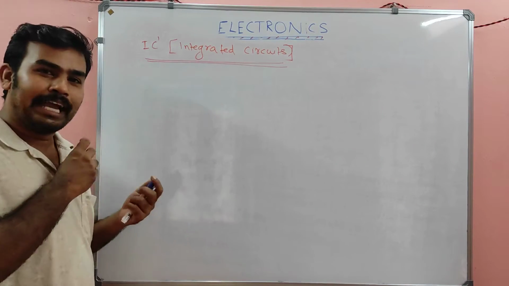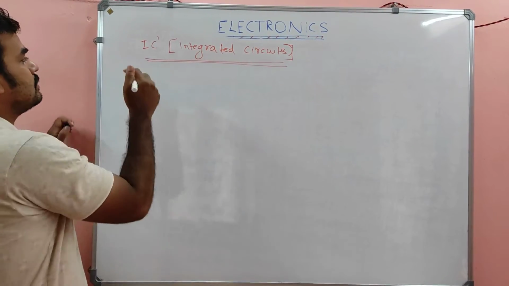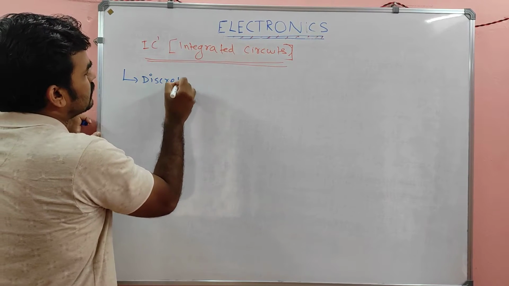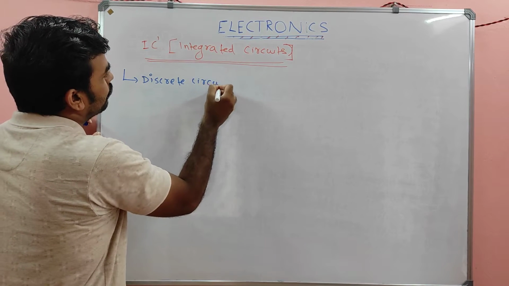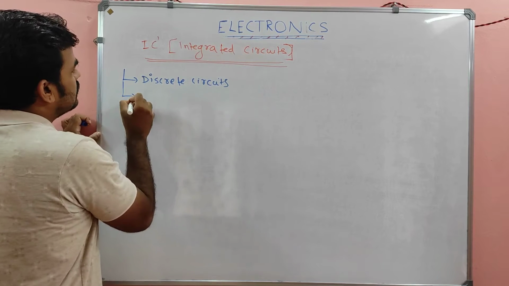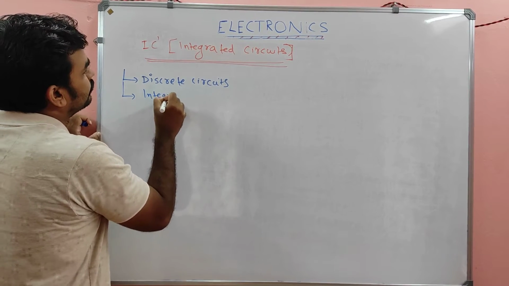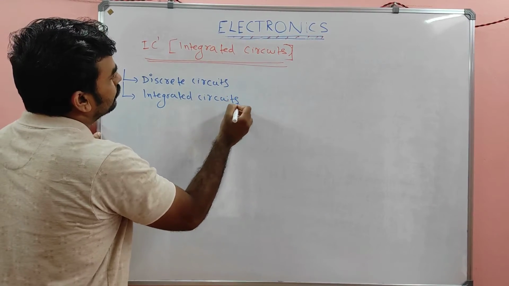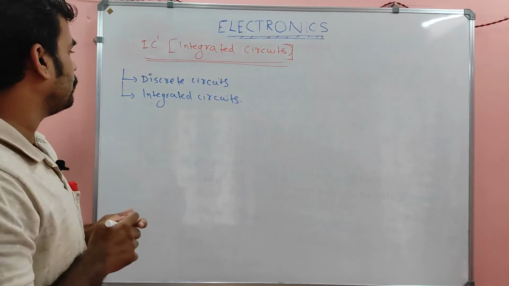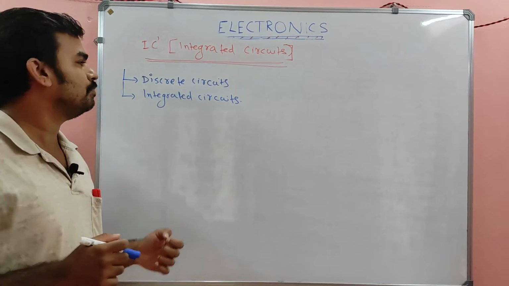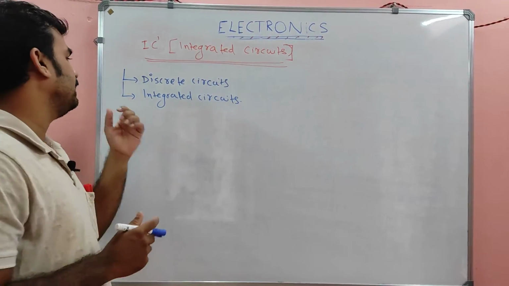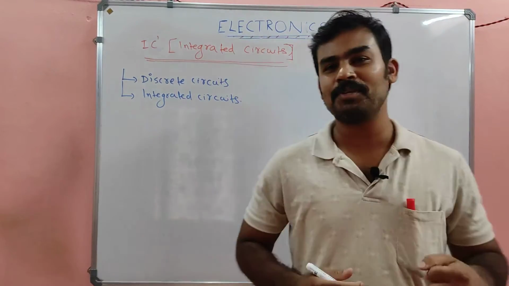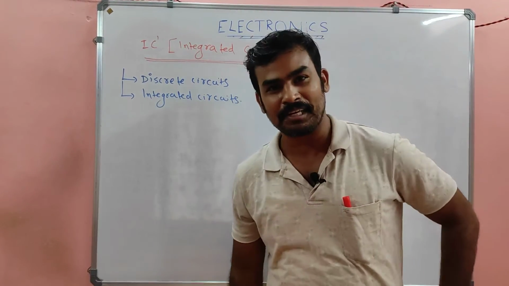Actually there are two types of circuit, my dear. First is discrete circuits, and second one is integrated circuit. So what is the basic difference between the discrete circuit and the integrated circuit?